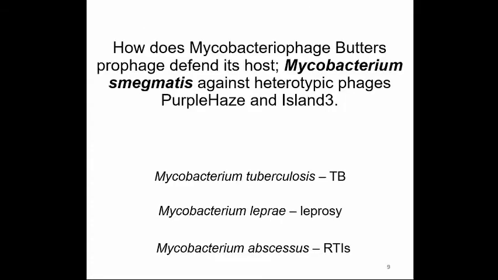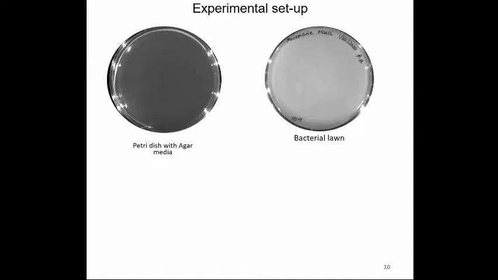So the primary question that I have to answer is, how does Barrett's defend against some other heterotypic phages? But to show you my data, I would like to show you how I go about doing my experiments so that you can follow it well. So here I am showing you a Petri dish with agar media on it. Now, agar media essentially has food that bacteria can feed on and grow. So when I take this plate and I spread bacteria on it, the bacteria has food source, so they grow to fill up the entire plate.